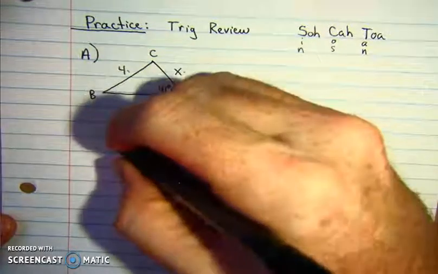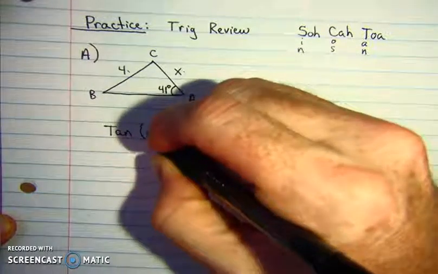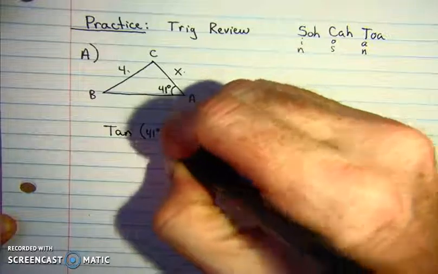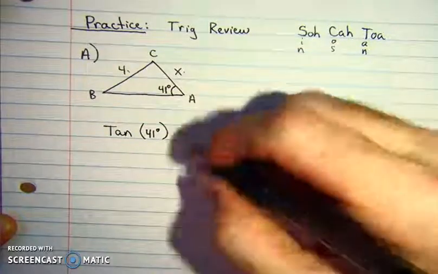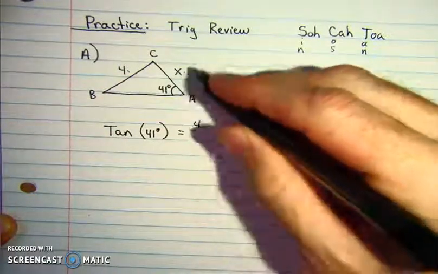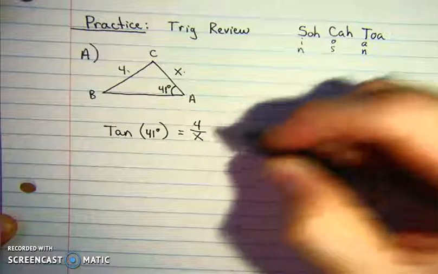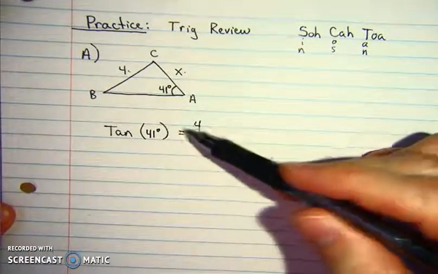So I will use tangent 41 degrees equals, and that equals the opposite over the adjacent. So now I'll say opposite is 4, the adjacent was x, and now I'm going to solve for x. I need to get x by itself.